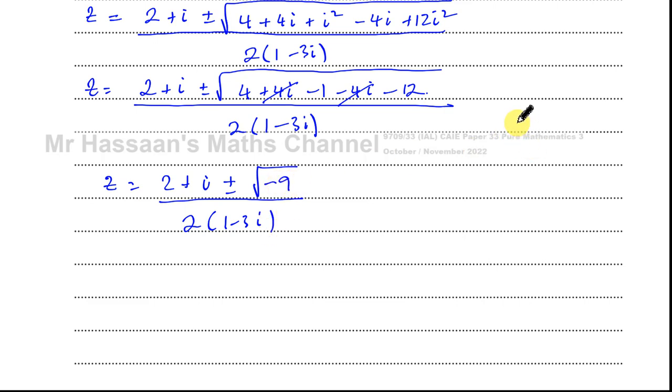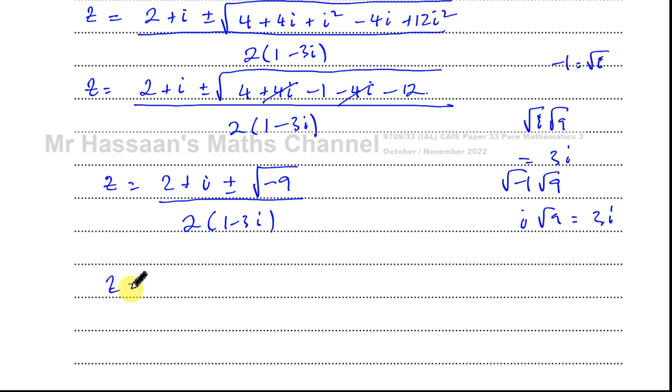Okay, and we know that the square root of negative 9 is like the square root of negative 1 times the square root of 9. So it's going to be basically 3i. The root of minus 1 is equal to i. So the square root of minus 1 times root of 9 is going to be i times root of 9, which is 3i. Okay, so that becomes 3i here.